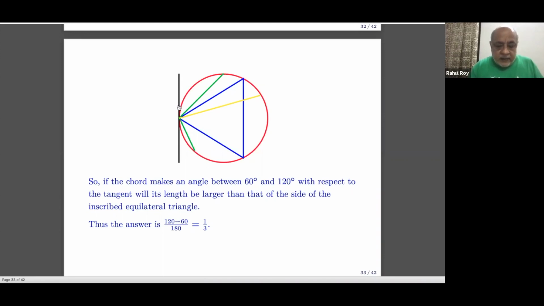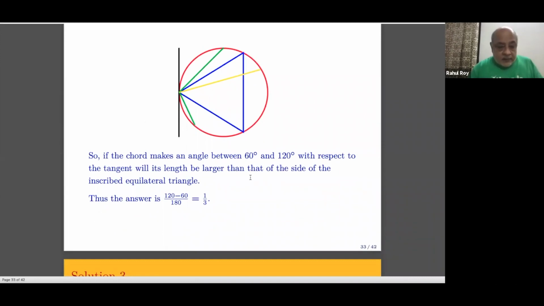And if the chord makes an angle less than 60, it will be like this green line, which will be outside and therefore will have length less than the side of the equilateral triangle. And similarly for this, between 120 and 180. Therefore, what we see is that for the chord to have a length larger than that of the side of the equilateral triangle, it has to have an angle between 60 and 120.